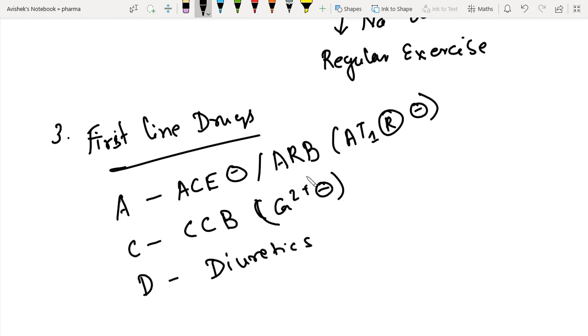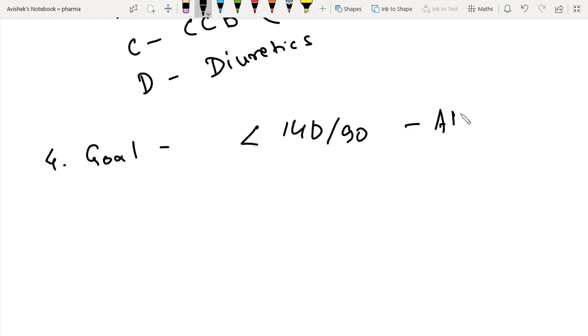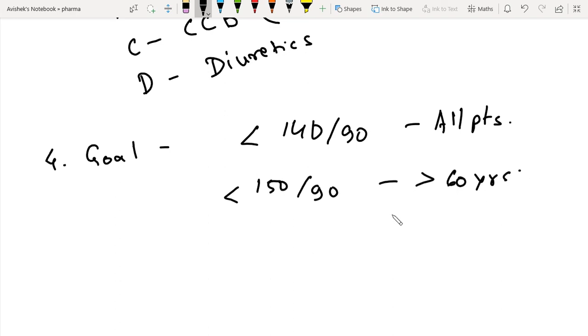What should be our goal? Less than 140/90 for all patients, or less than 150/90 in patients who are more than 60 years, without diabetes or chronic kidney disease.